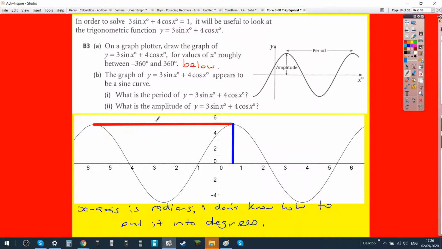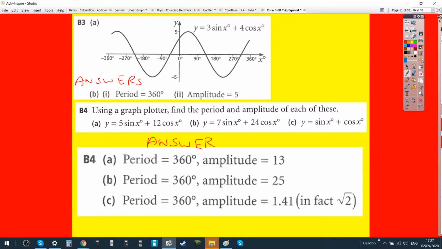360 degrees or 2 pi. What is the amplitude, the height of that blue line? 5. Let us see. 5 sine x plus 12 cos x, 7 sine x plus 24 cos x, 1 sine x plus 1 cos x. All three have period of 360 degrees, just like this one.